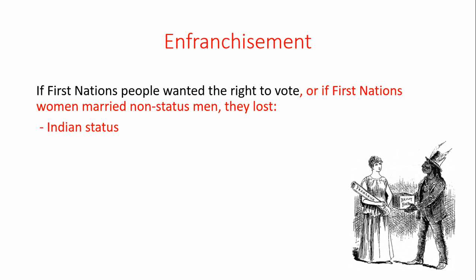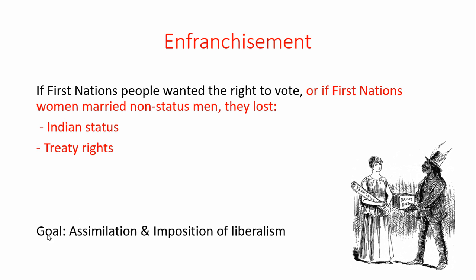So while enfranchisement can seem like a good thing on the surface, like, oh, okay, First Nations people were being given the right to vote. Well, actually, that meant that if a First Nations person wanted to be able to vote, they would have to renounce their Indian status and they would have to renounce their treaty rights. And so they would have to give up their First Nations identity and give up their compensation that they were to receive through the treaties that were signed, right? And so this can very well be seen as an attempt to assimilate and to impose liberalism on First Nations people, right? Instead of giving them the right to vote without them having to give up their Indian status and treaty rights, right? So this didn't actually change for a very, very long time.